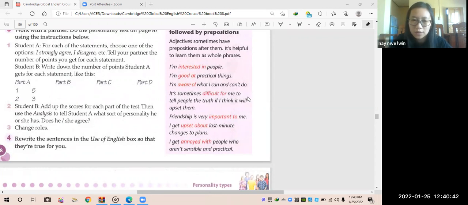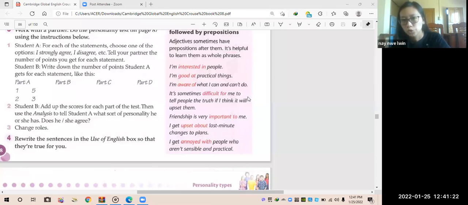Choose next one, come on. I'm interested in K-pop and I'm good at swimming and I'm aware of the people who I can trust and who I can't. And living without aircon is difficult for me and my families are very important to me. I get so upset about COVID happening again. I get annoyed with the people who make me angry. Okay, thank you. So choose next person.